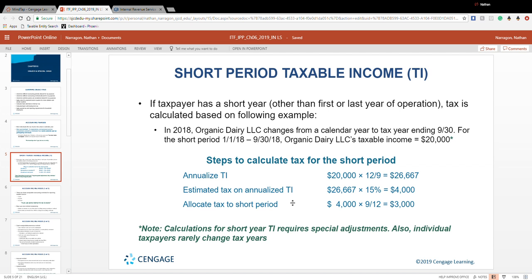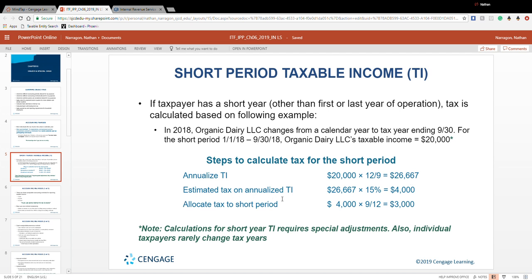Now, with short years, we have to make adjustments to this. So they actually get a special adjustment. And again, this really only happens in the first or last year of operation. So, how do we calculate taxable income for them? It's basically going to be 20,000 times 12 divided by however many months are in the short-term period. Since we're dealing with September, we have 9, and this gives us 26,667.